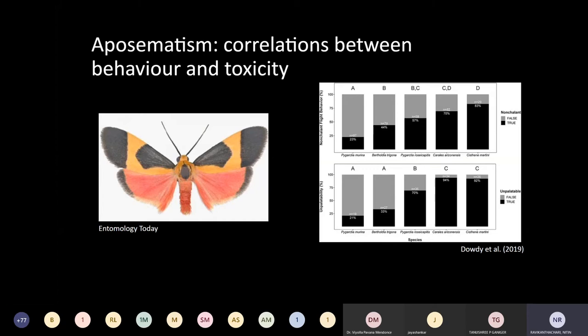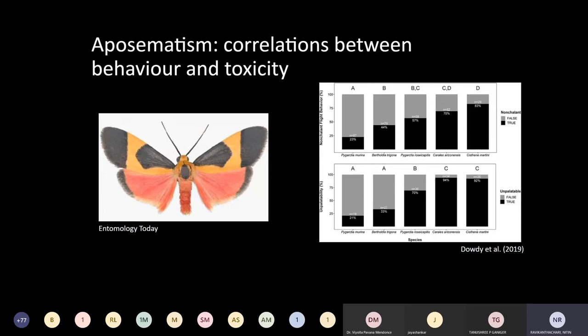When you do not have any toxic compounds to protect you, you fly fast because you need to run. Either you run or you are toxic. So that's the trade-off that exists. And this is very, very well studied in moths. Tiger moths and zygaenid moths are absolute model systems to study this.